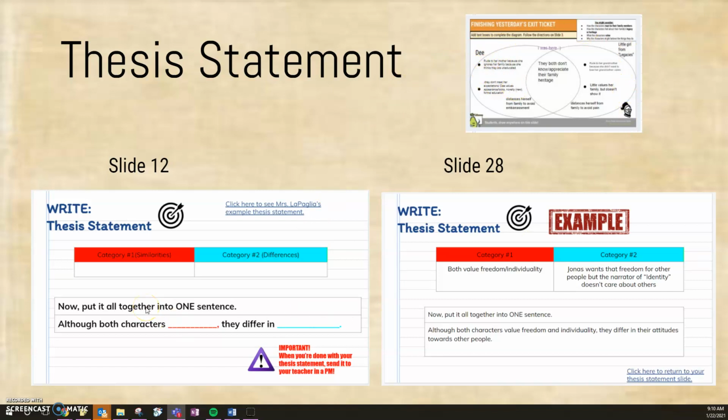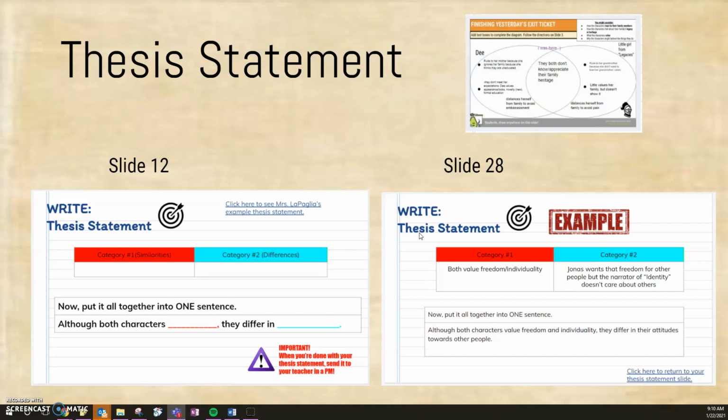Next, we need to put it all together into one sentence. Although both characters blank, they differ in blank. That red blank should have the same information as the red column. This blue blank should have the same information as this blue column. You can see an example written by Mrs. LaPaglia on slide 28 that uses a similar structure but simply for a different character from different stories.